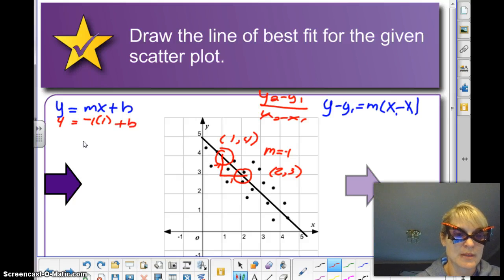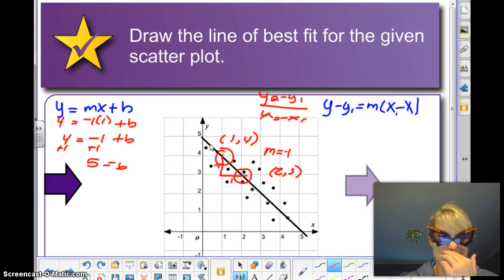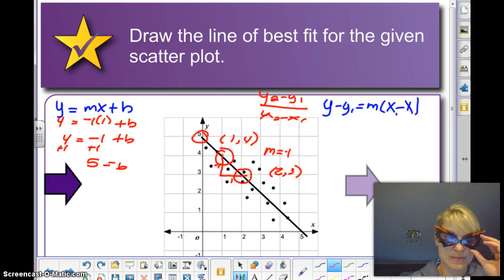All right? So then this is 4 equals -1 plus b, and then we add the 1, and then b equals 5, okay? I actually could have just looked here and said that was about 5, but you gotta know how to do it mathematically as well.